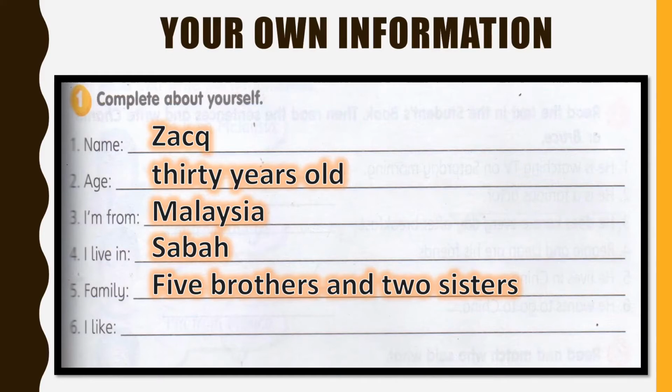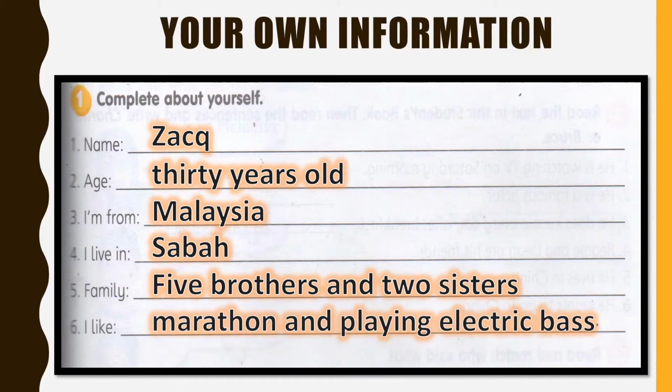you are the only child in the family, you write there, I'm an only child. O-N-L-Y C-H-I-L-D. Only child means you are the only one. Okay? And then lastly, I like. What do you like? Okay, for me, I like doing marathon and playing electric bass. So I put here 2 things. You can write at least 1 thing or more. So afterwards, we are going to write an email based on our own information.